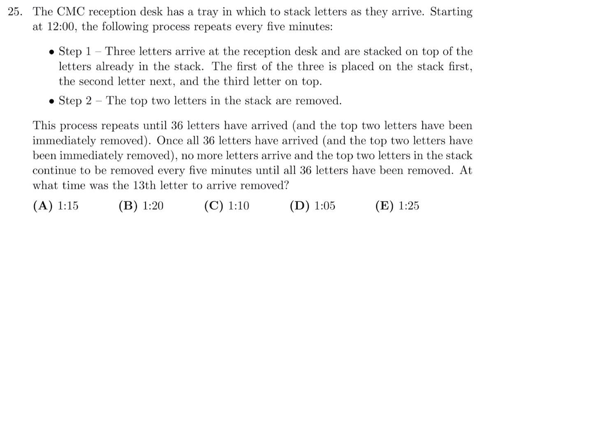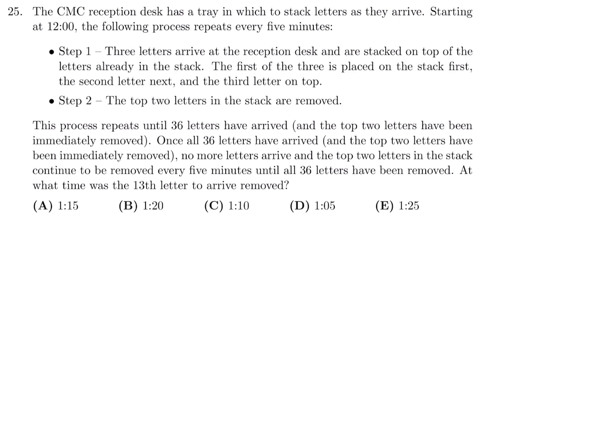The Canadian Mathematics Competition reception desk has a tray in which to stack letters as they arrive, starting at 12. The following process repeats every 5 minutes. Step 1. 3 letters arrive at the reception desk and are stacked on top of the letters already in the stack. The first of the 3 is placed on the stack first, and the second letter next, and the third letter on top. Step 2. The top 2 letters in the stack are removed.